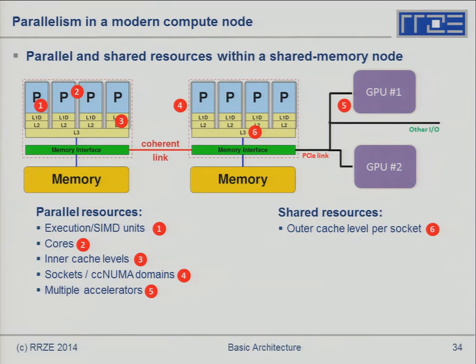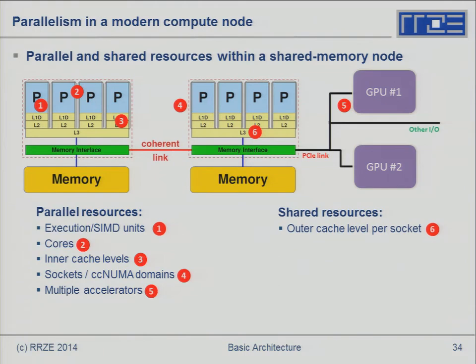On the other hand, we have resources which are not so easily scaled, which are potential bottlenecks. The first potential bottleneck that we see on the chip level is the outer level cache. Today, we have processors which usually have a shared outer level cache for all the cores. So this cache level is shared.